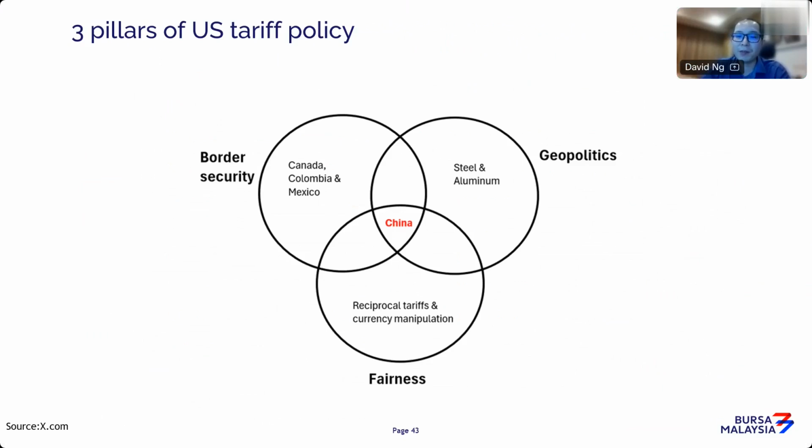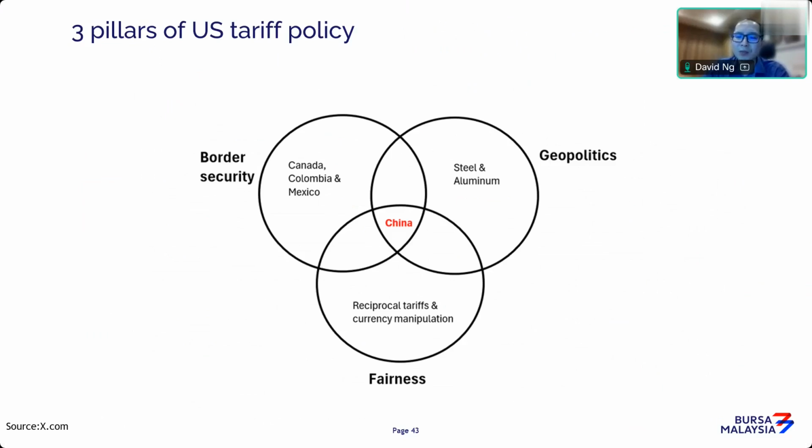If you just look at the major US tariff policy that's being implemented by Trump, it is focused on three main pillars. First thing is about border security. Second thing is about fairness. So whichever country charges tariff to the US market, the US will always reciprocate now. And other than that, it's always geopolitics. Geopolitics is very sensitive in the sense that it is very targeted, selectively targeting certain sectors that only benefit its own country.